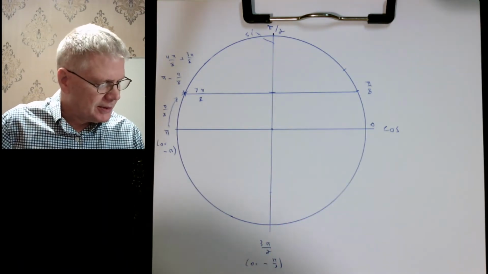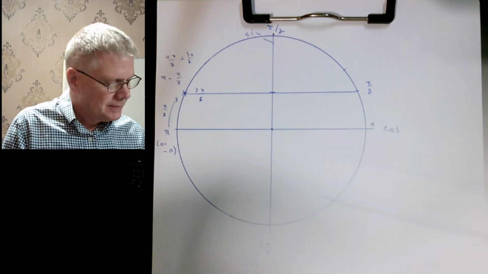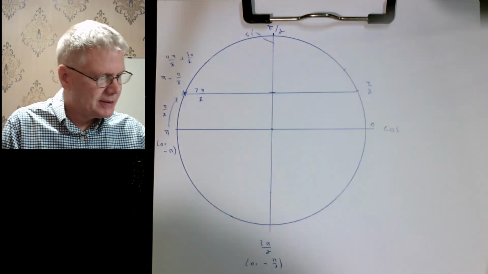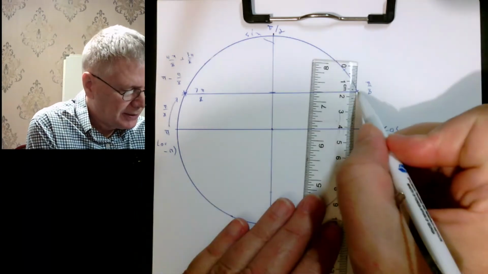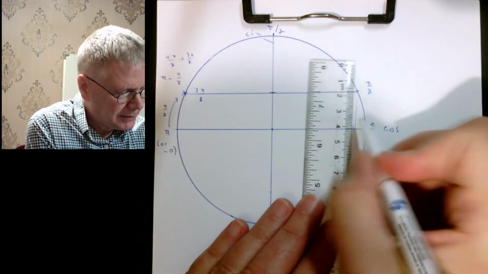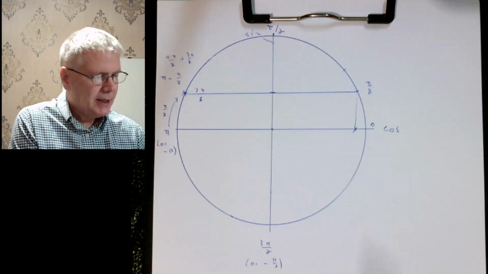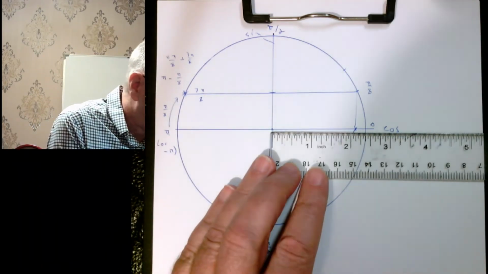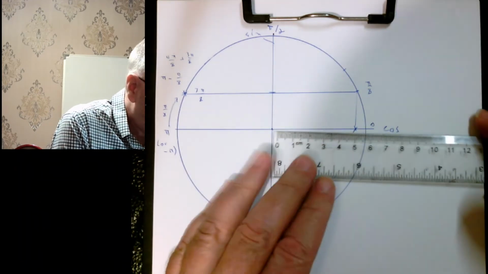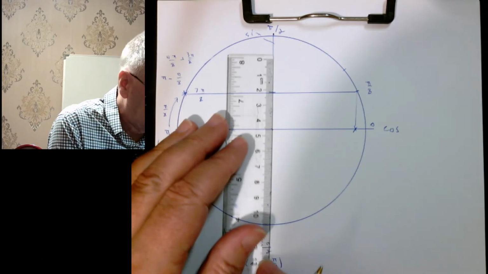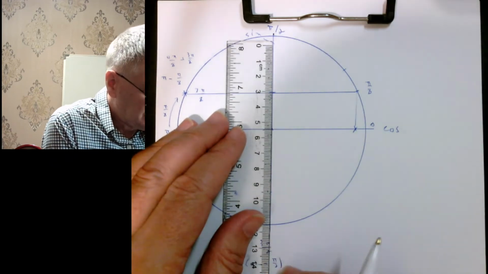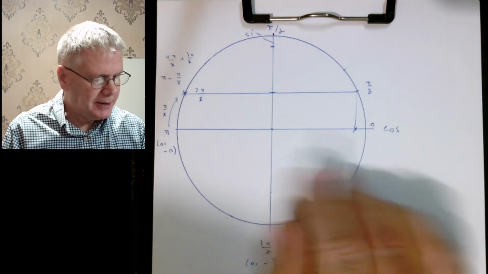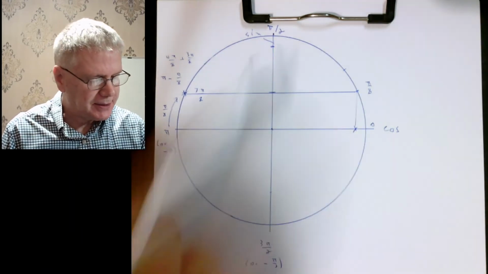The next one is to find x such that the sine of x is the same as cosine of pi over 8. So cosine of pi over 8 is down here, and here's my cosine. I want to have a value where the sine is the same as that. So up here is going to be where I want the sine. I want this distance that was the cosine to now be the sine.